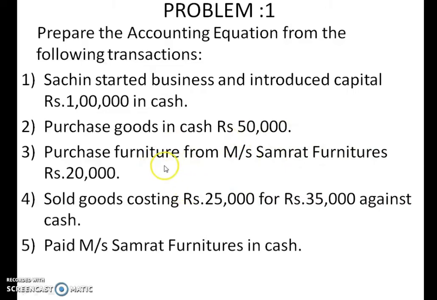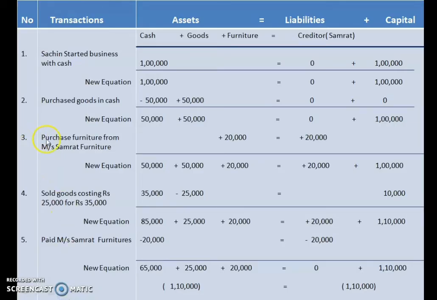So you have to remember, if there is any case in which they have not particularly mentioned that for this transaction, purchase of furniture, you have paid cash, and if the name of that store or the name of any person is given, then that is a credit purchase. Okay. So let us move to the solution part. Here you have to write purchase furniture from Samrat Furnitures. Okay. So how much is the purchase? How much value of furniture is coming in the business? The 20,000 rupees furniture is coming in the business.